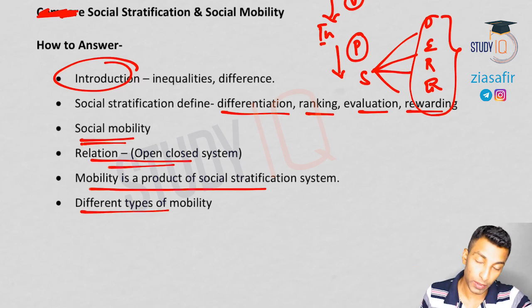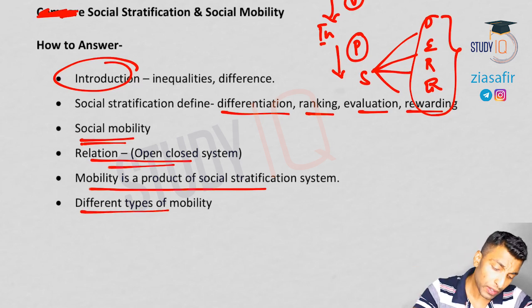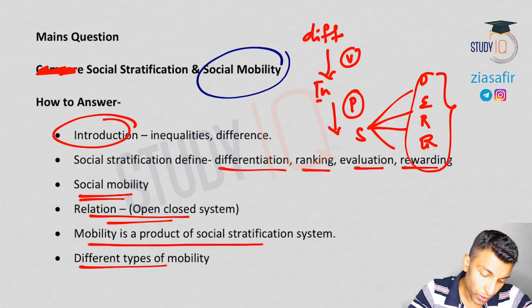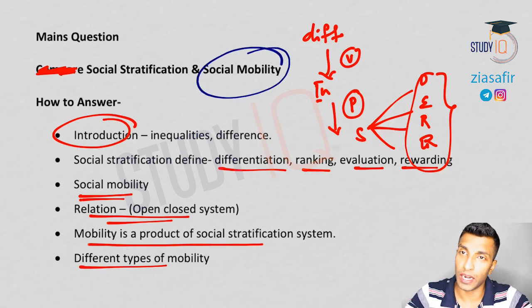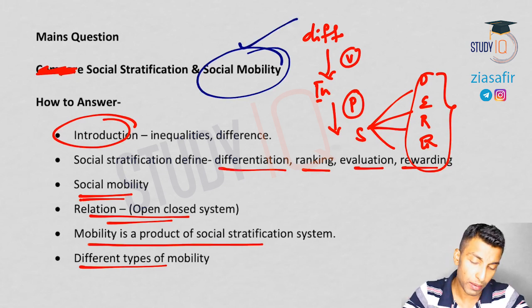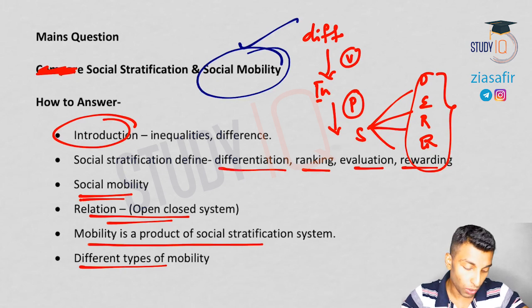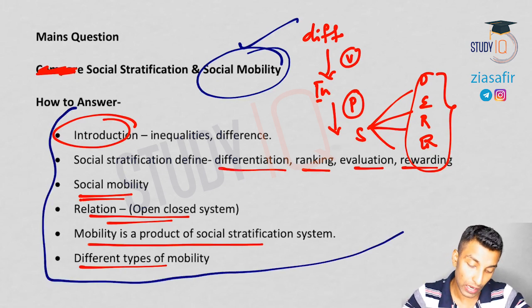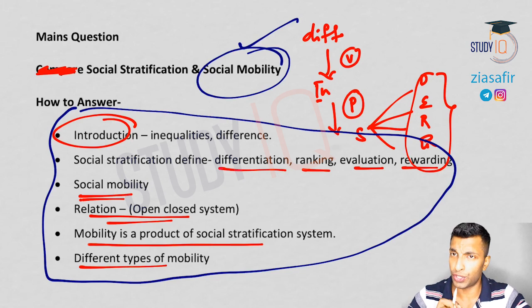Then different types of mobility. Now, even if the question is simply social mobility, you need to write all these things. You need to talk about stratification, because mobility is a product of stratification. So you should have this idea. Even if the question is simply about this, you need to write about stratification. So all these contents should be there in your answer. If it is a long answer, all these should be there. If it is a short note, you can directly move to the answer.